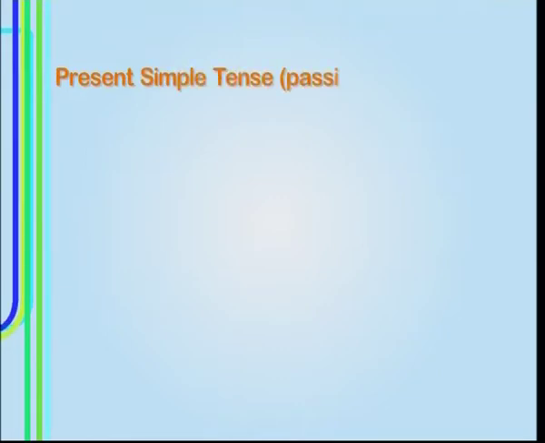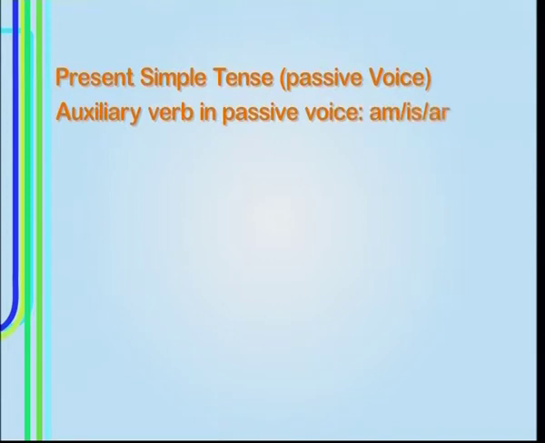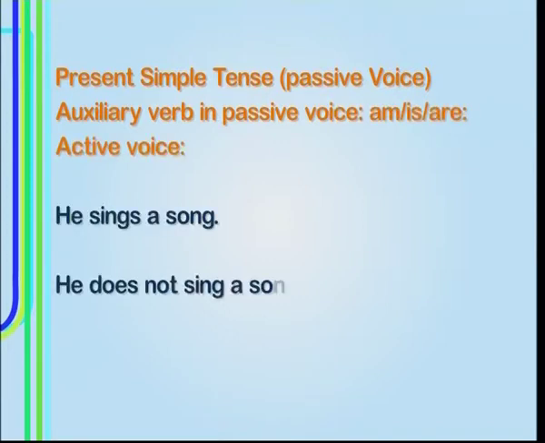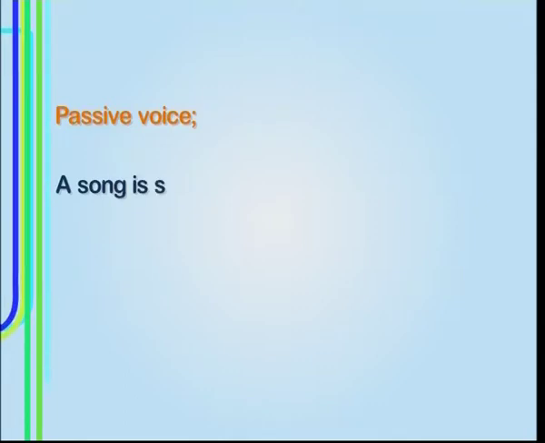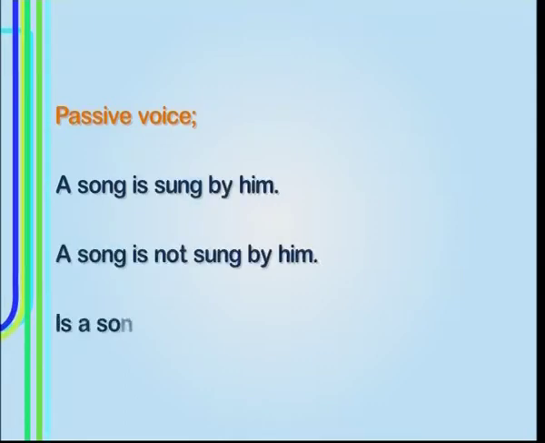Auxiliary verbs for each tense are given below in the table. Present simple tense in passive voice. Auxiliary verb in passive voice: am, is, are. Active voice. He sings a song. He does not sing a song. Does he sing a song? Passive voice. A song is sung by him. A song is not sung by him. Is a song sung by him?